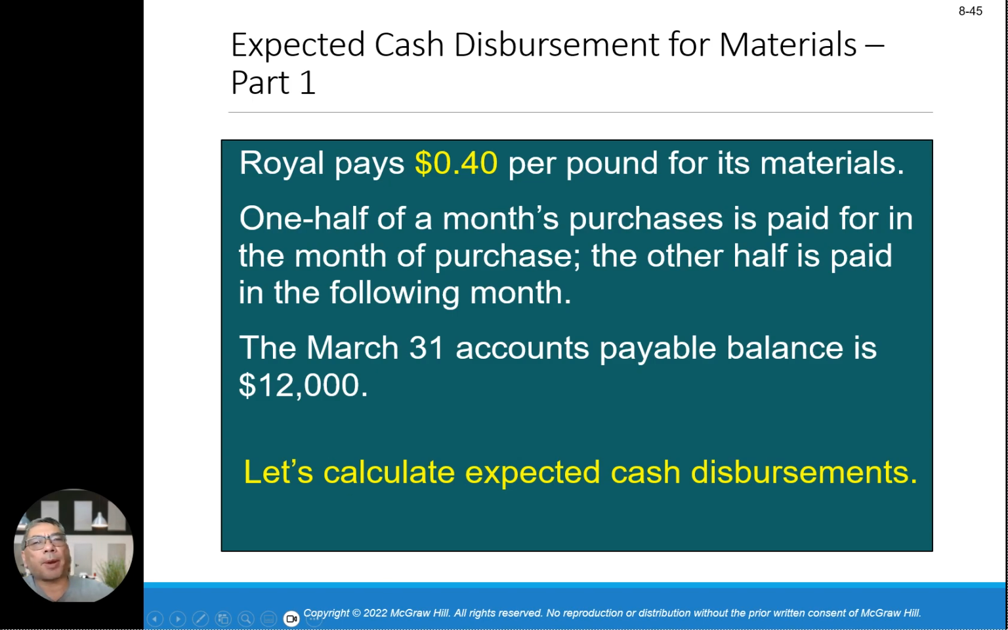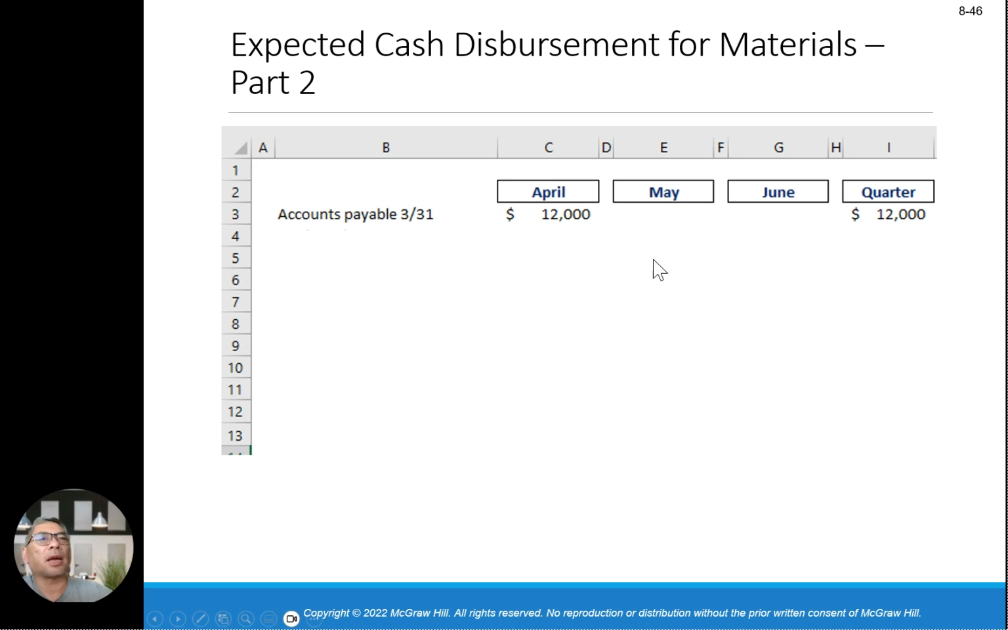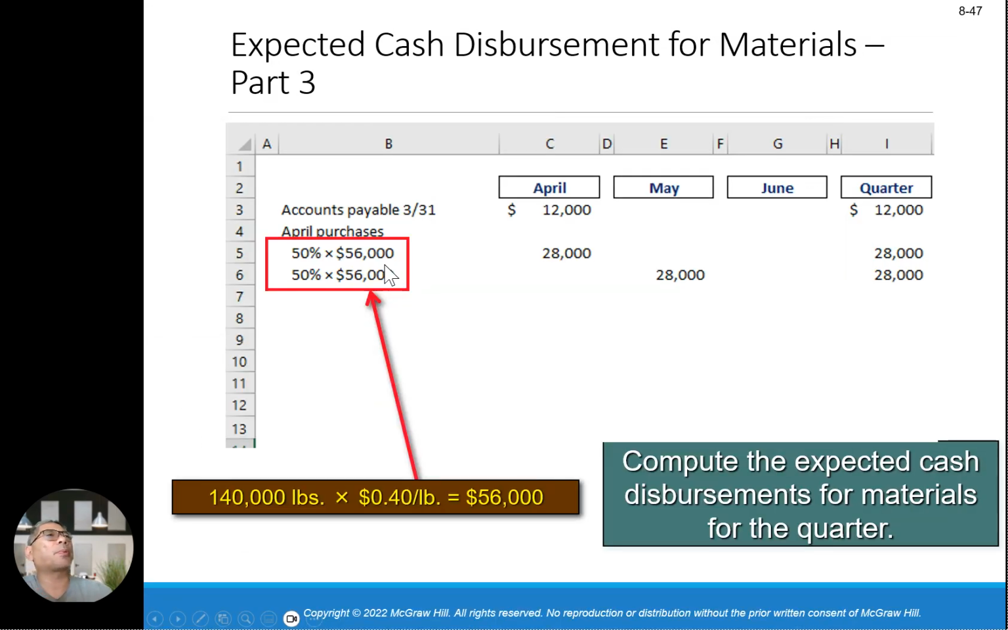Let's calculate the expected disbursement. The expected disbursement will be, let's start here. Accounts payable is 12,000 there. Okay, then you got purchases 50,000. 50% each, 28,000. April, 50, May, 28,000. Where do you get that number from? 143,000 times 40 cents, you get this 46,000. Okay, so when you calculate the logic here, this is the accumulated cash disbursement for the materials of the quarter.